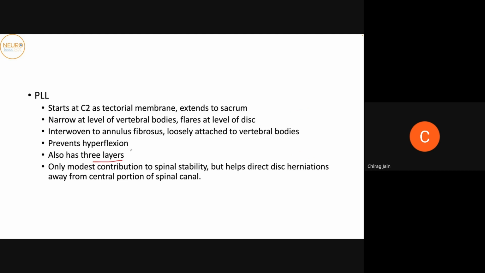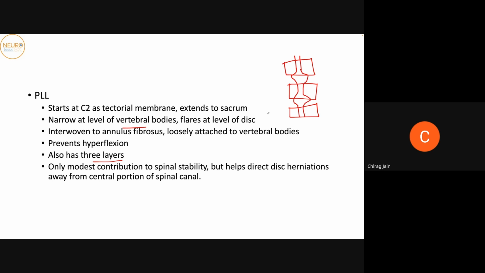Now, PLL is slightly different than ALL. PLL starts a little bit lower down. It starts at T2 as the tectorial membrane and extends all the way to the sacrum. The PLL is narrow at the level of the vertebral bodies and flares at the level of the discs. So if you're looking from posteriorly, from behind the vertebral bodies, this anywhere will be your PLL. It'll be narrow at the level of the vertebral bodies and then flare out at the level of the disc, so it is able to nicely cover the disc material and provide quite good support at the disc level.